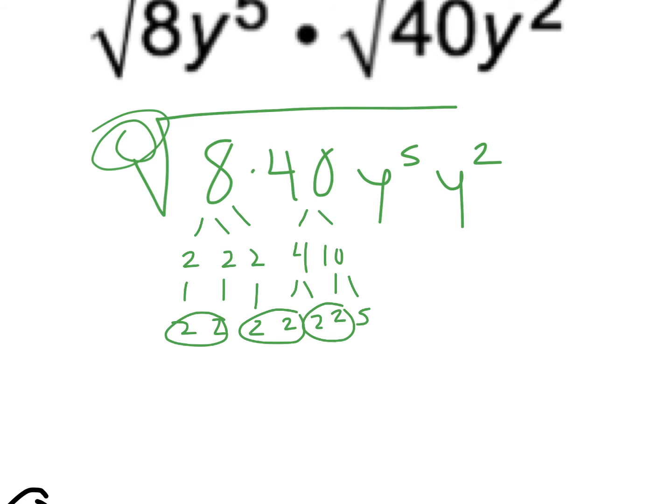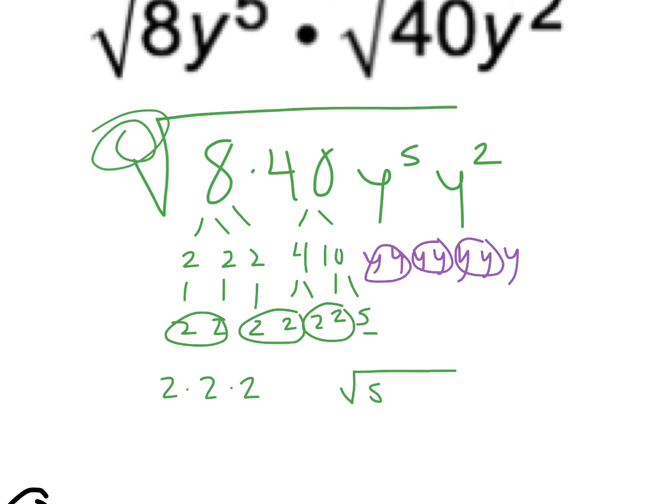So how many 2's are going to come to the outside? 3. So 2 times 2 times 2. And then anything stays on the inside? 5. The 5. Now let's do the same thing with our y's. So I have 5 y's here, y times y, and 2 y's here. So I have 7 y's in total. I'm circling groups of how many? Groups of 2. So I have 2, 2, 2, and 1.